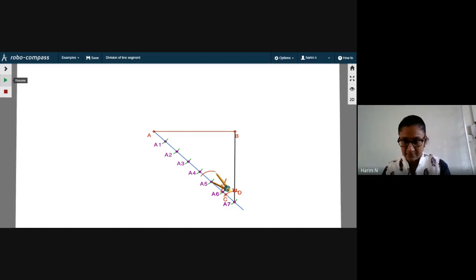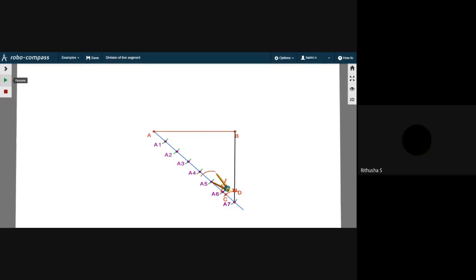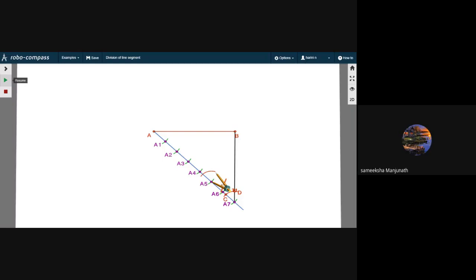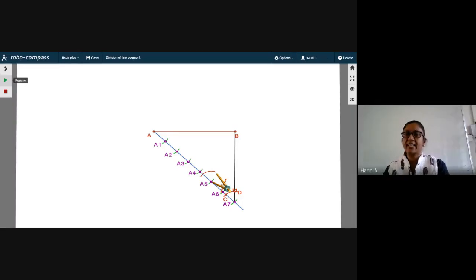Is that done? Yes, ma'am. That's why I'm doing it slowly. It should be clearly visible to you what you're doing. Why at A5, not at A4 or A3 or A2? Ma'am, it's 5:2. Yes, because the ratio is saying I have to divide the line segment as 5 parts to 2 parts. That's why I'm concentrating on A5. If it was 4:3, what should I do? Where should I copy the angle? At A4, correct. Is the arc ready now at A5?